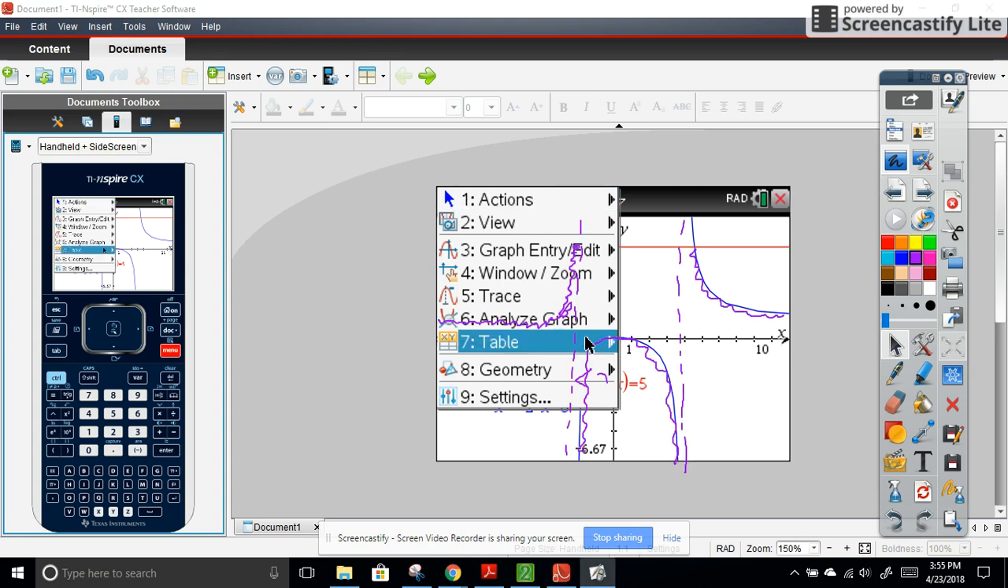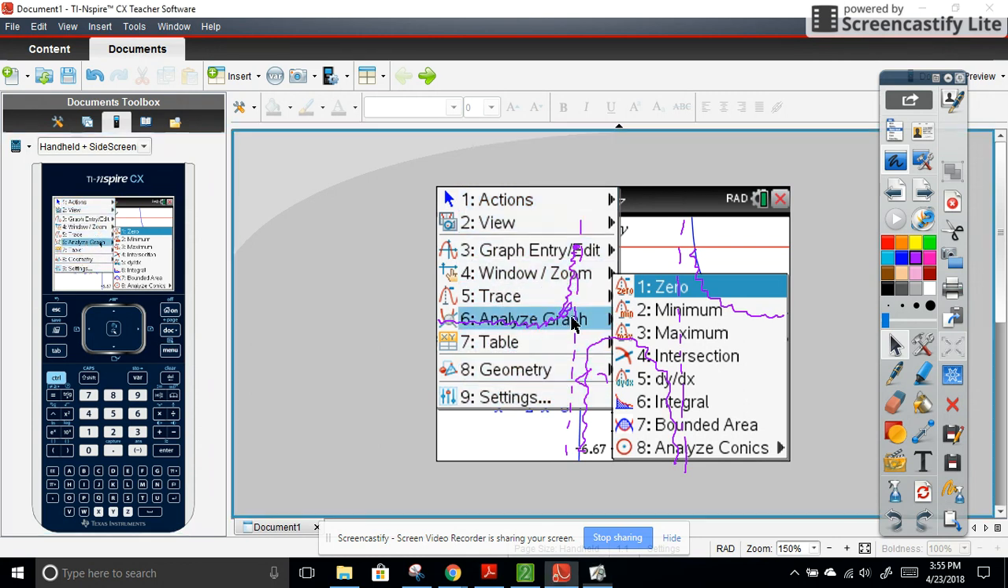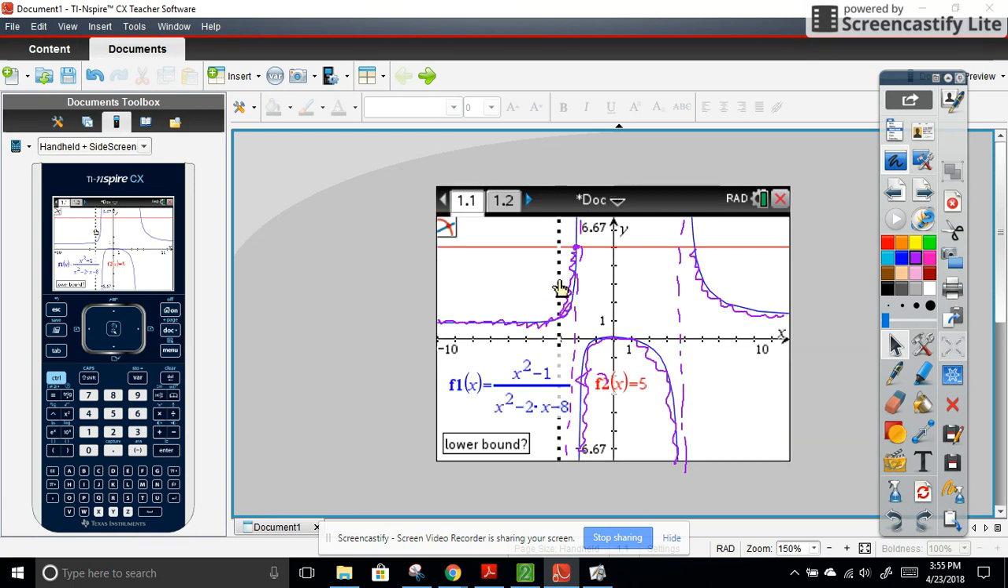Okay, so here's where I left off. What am I doing? Oh, I'm going to analyze the graph. I'm going to find the intersection so I can find that point right there.